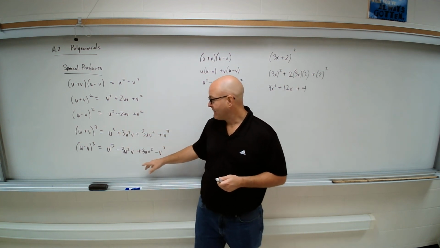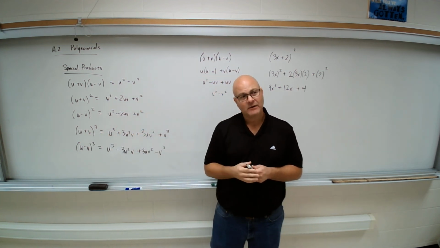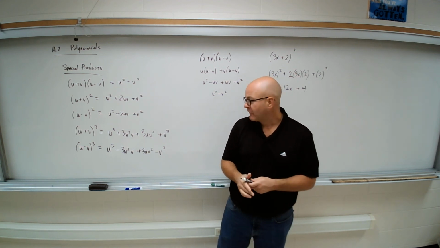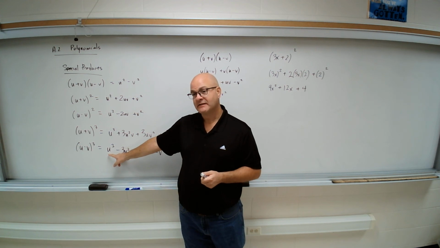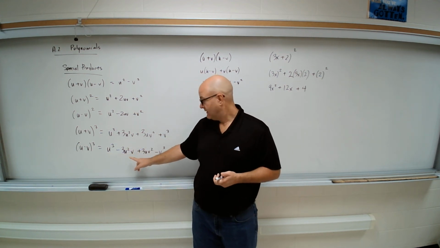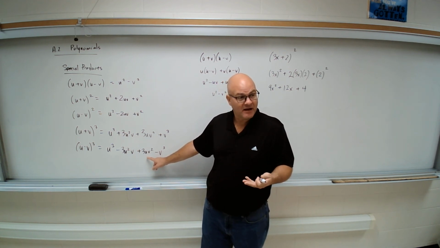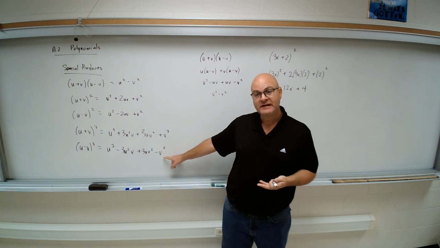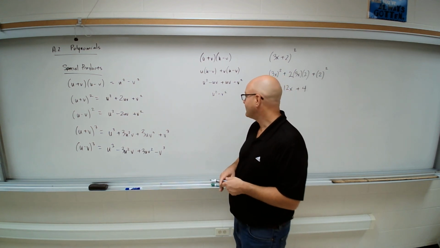This one's the same, except here you could kind of think of v as being negative. Well, if v were a negative number, if there's no v at all, the term would stay positive. If there's a single v, it would make it negative. If there's 2 v's, or v squared, the negatives would cancel out and make it positive. And if there's 3 v's, the negative would be preserved. So that's kind of what's going on there with the signs.